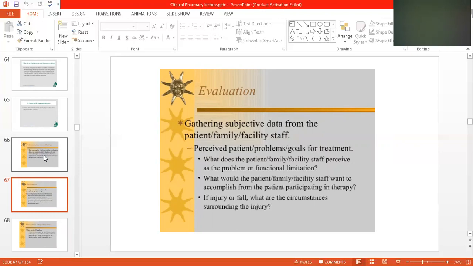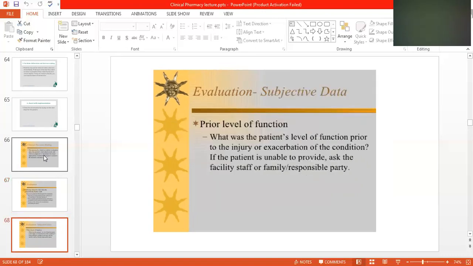Maybe the patient financially cannot afford it. Maybe the patient is not able to swallow the tablet. Maybe the patient is afraid of taking any injection. So you have to find out what the patient, family, and facility staff want to accomplish from the patient's participation in therapy. If there was an injury or fall, what are the circumstances surrounding the injury? Prior level of function: what was the patient's level of function prior to the injury or exacerbation of the condition? If the patient is unable to provide this, ask the staff or the family responsible party.